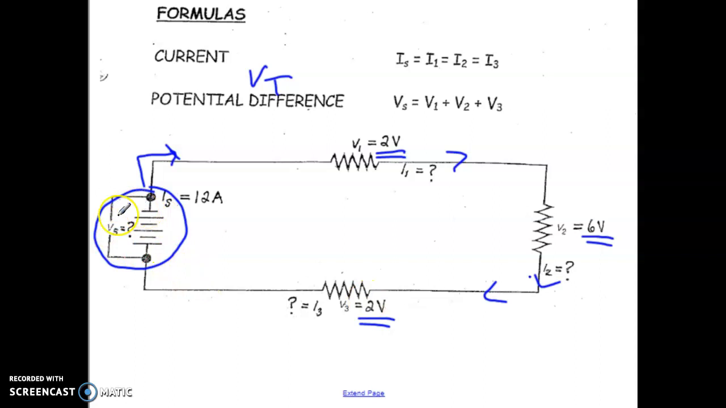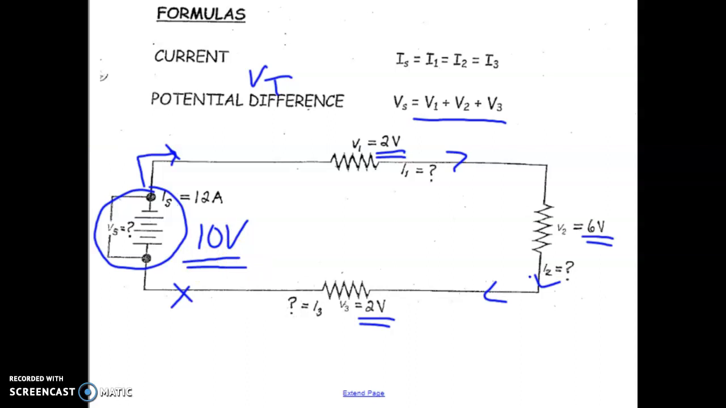So when you have to see how much voltage the total circuit is using, really what you do is add up all of the loads that you have, because it's telling you, okay, 2 volts was spent here, 6 volts was spent here, and 2 volts were spent here. So the total that's being used from when it leaves the battery to when it comes back is going to be 10. 2 plus 6 plus 2 is 10 volts.